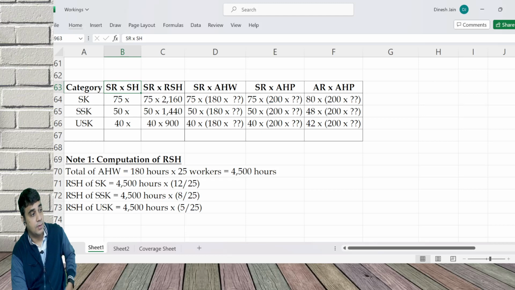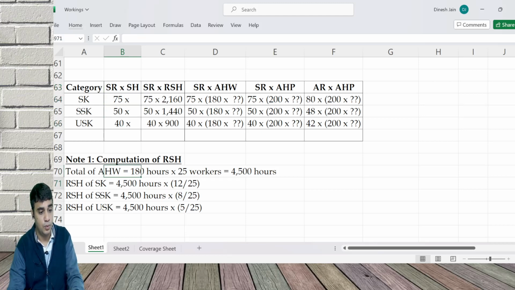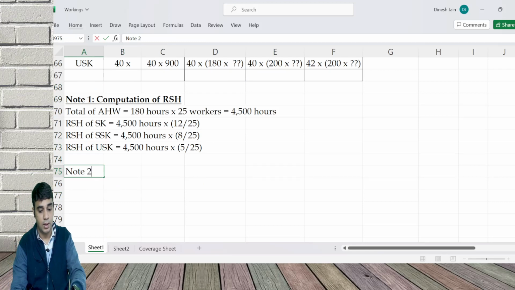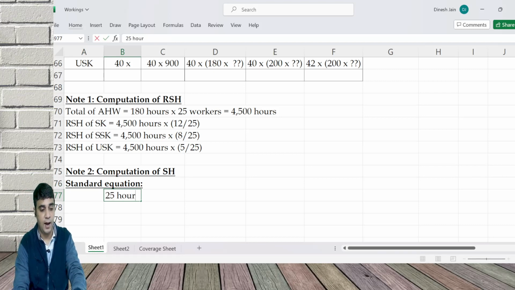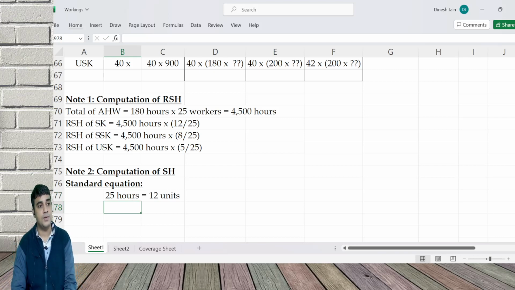Can you proceed? Any doubts on this? Note 2, computation of SH. Standard equation. 25 hours is equal to 12 units. It's at 12 units per hour. In 1 hour, 25 people will work.